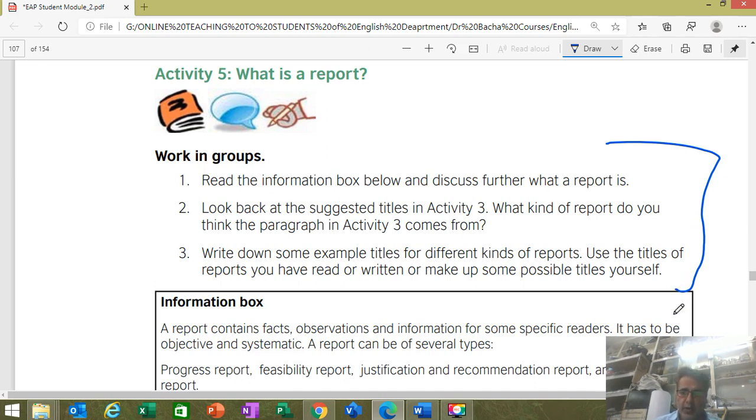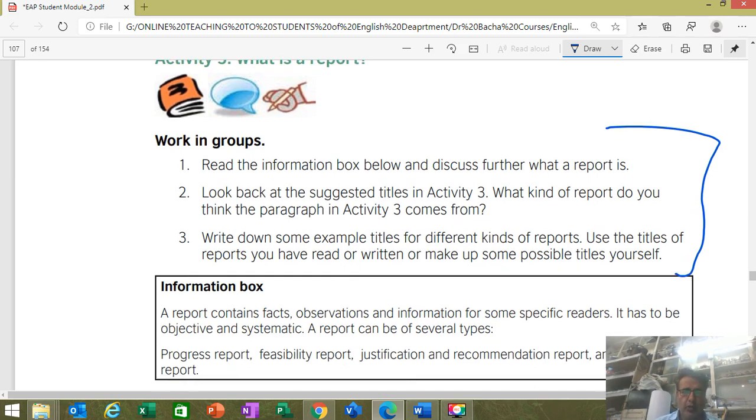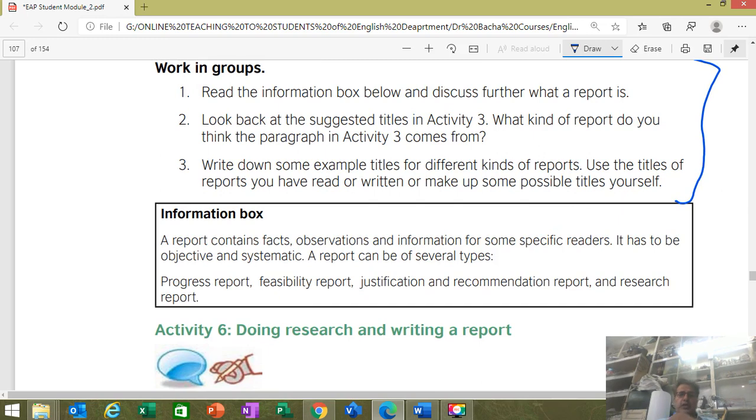So you have to look back at the suggested titles. What kind of report do you think the paragraph in activity 3 comes from? You have to write down some example titles for different kinds of report. Look at the titles of reports you have read, and make up some possible titles yourself.